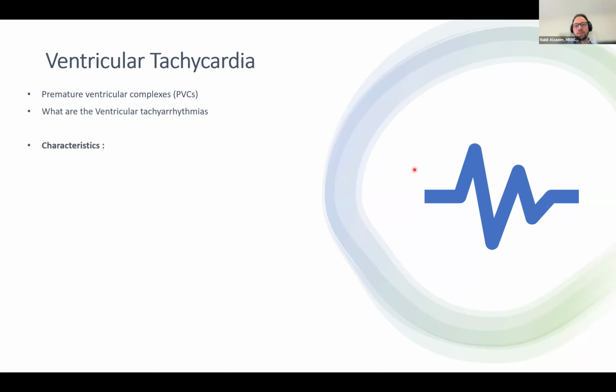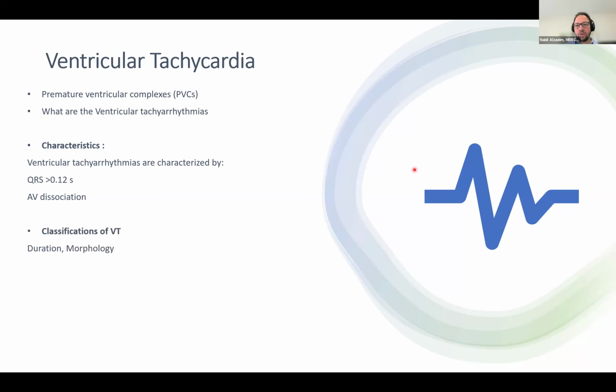The ventricular tachyarrhythmia consists of VTAC, VFib, and we'll talk about the torsades in a little bit. The characteristics of the ventricular tachyarrhythmia: usually the QRS is more than 0.12 second or 120 milliseconds. You will see AV dissociation. Ventricular tachyarrhythmia can be further classified as sustained or non-sustained. Sustained is usually more than 30 seconds. If less than 30 seconds, we'll call it non-sustained.